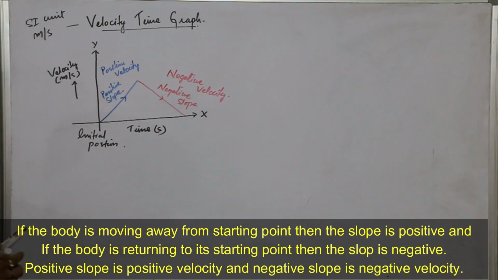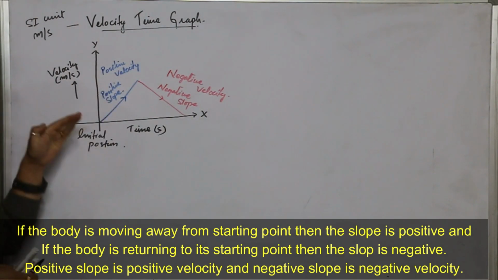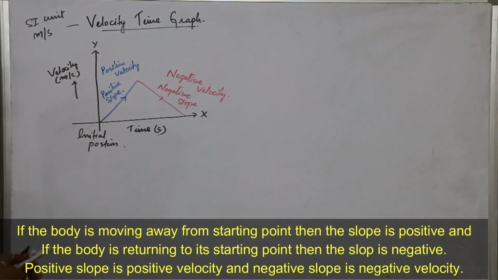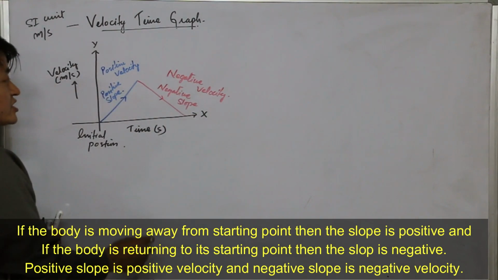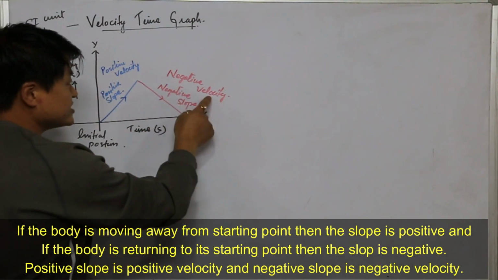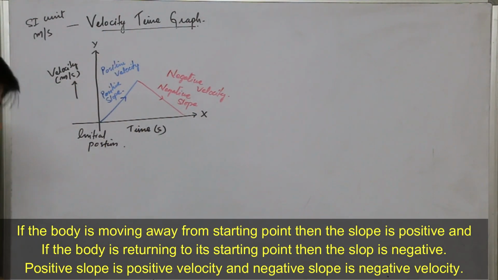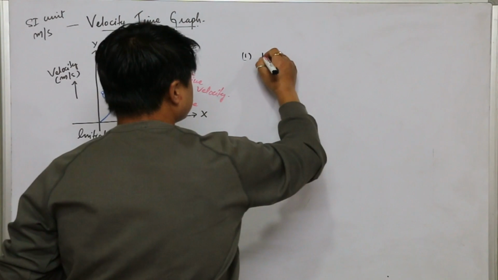Okay, so we got it. When the body is moving away from its initial position in a certain direction, that is considered as positive velocity. And when the body is moving in the opposite direction or towards its initial position, it is considered as negative velocity or negative slope. Clear?